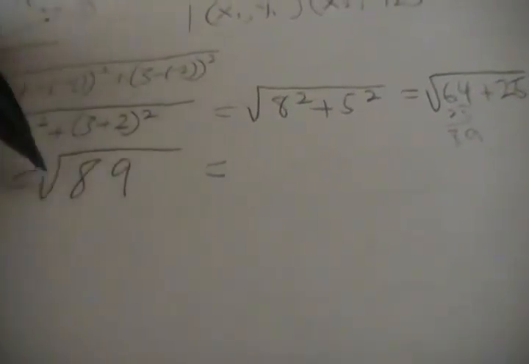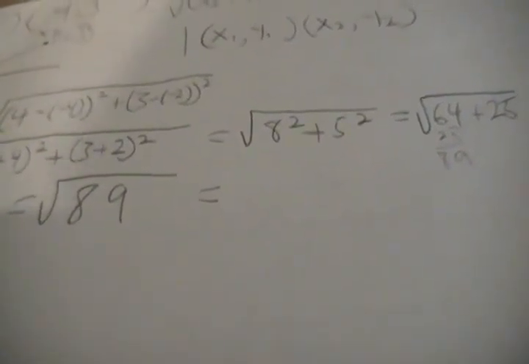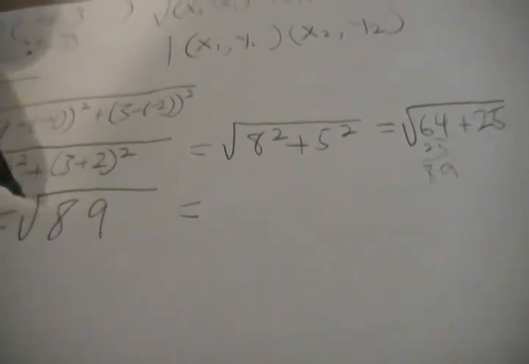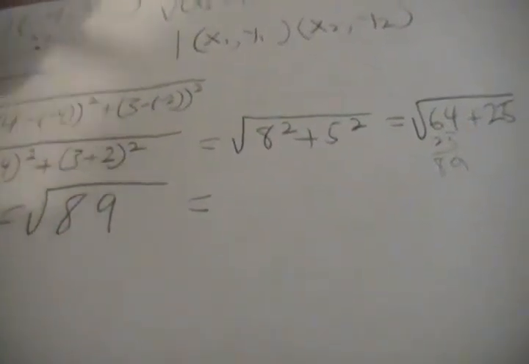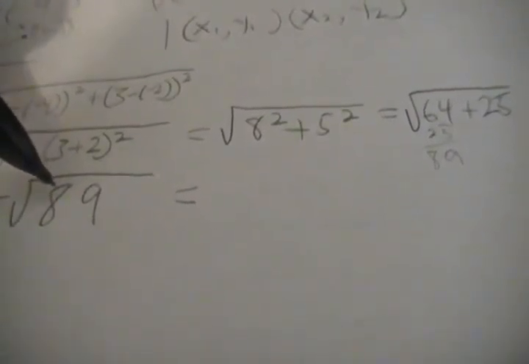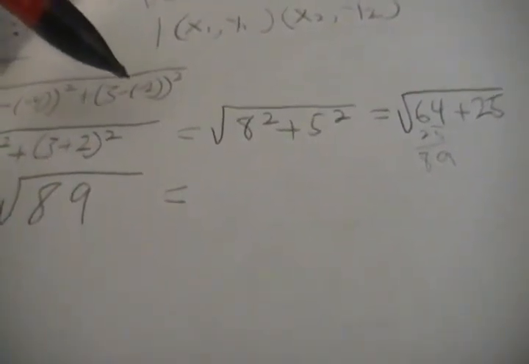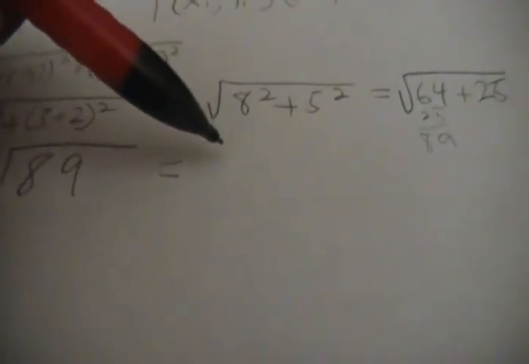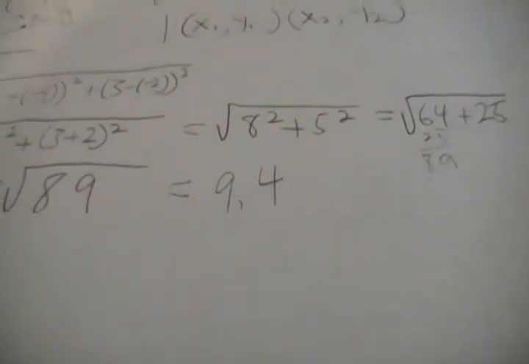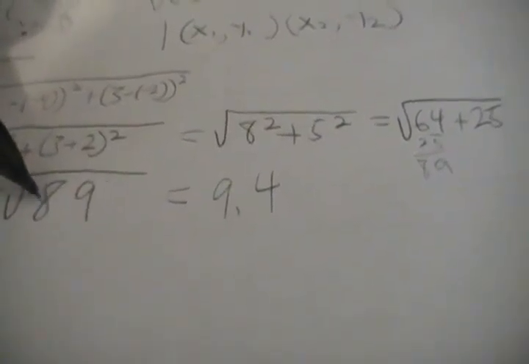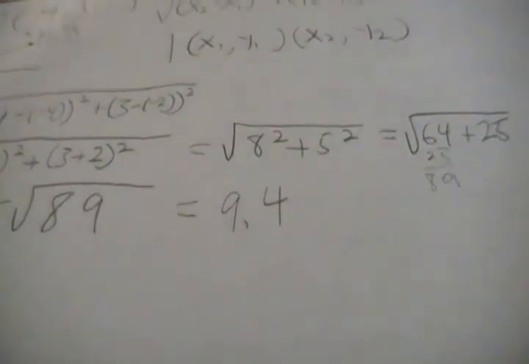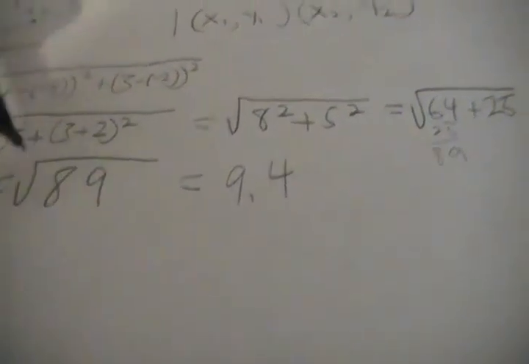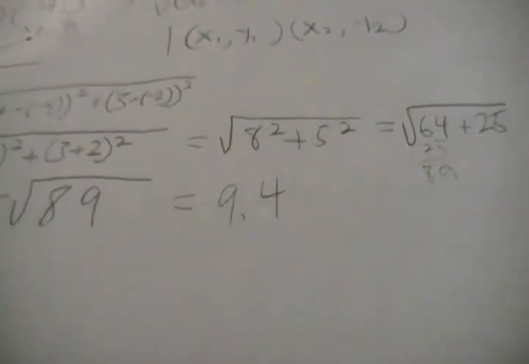So you can either leave the answer like this, or if we know that the square root of 81 is 9, then we know that the square root of 89 is bigger than 9. So if you punch this in a calculator, you're going to get like 9.4. So notice how square root of 89 is bigger than 9, but not quite 10, because square root of 100 is 10. So the square root of 89 is going to be between 9 and 10.